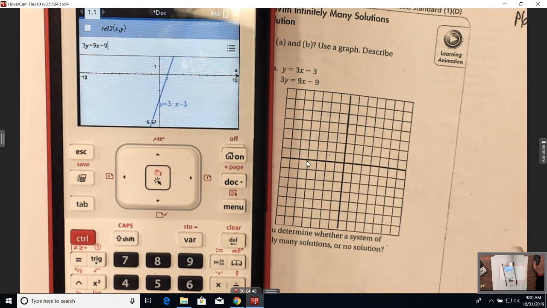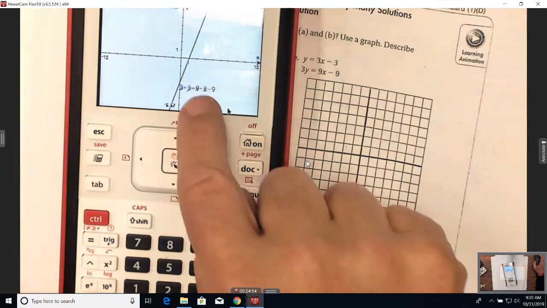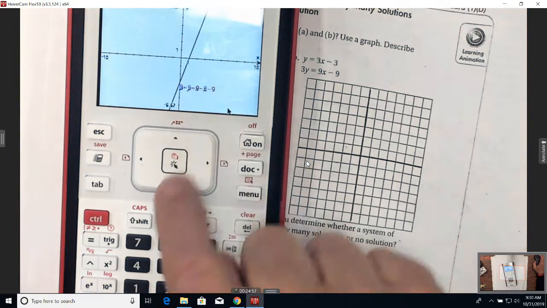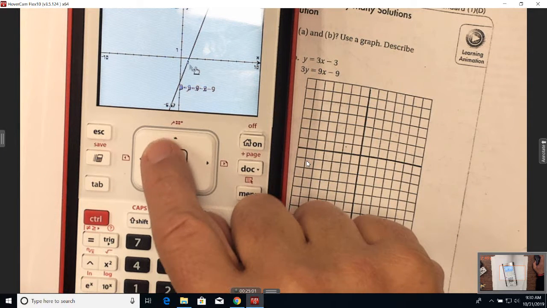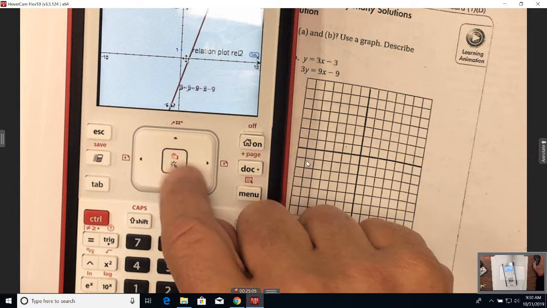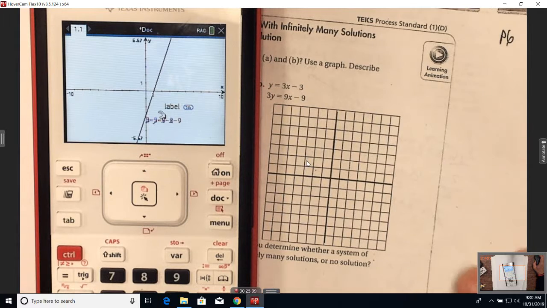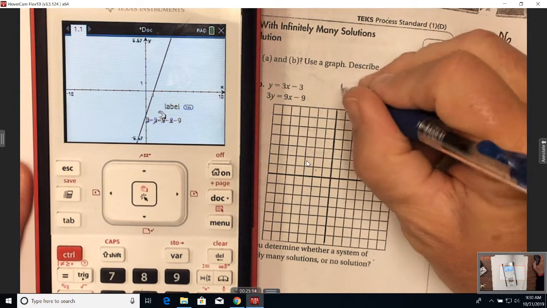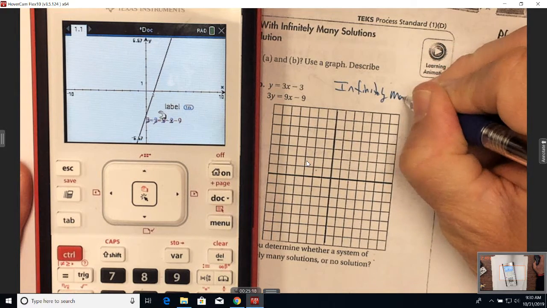9x minus 9. And they're right on top of each other. How do you know they're right on top of each other? Typically it puts it right on top of each other right there. And you can see they're right on top of each other right here as well, because it's a blue and a red line, which ended up making a black line. You see that? So if there are two lines that fall right on top of each other, they have the same slope, the same y-intercept, which means that there are what? Infinitely many solutions.